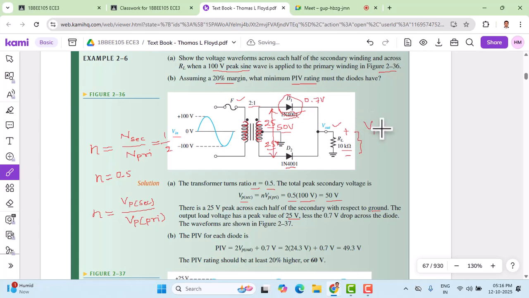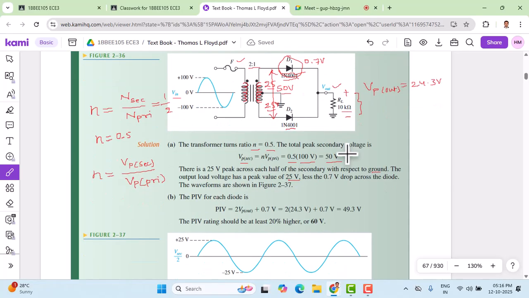I mean Vp out is the thing, which is 24.3 volts. That is the voltage across it. So now we know that the peak output voltage across the load resistance is 24.3 volts. I just subtracted 0.7 from 25. That's all, nothing else I did.